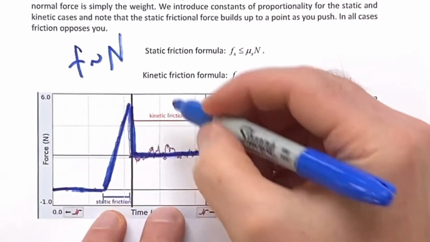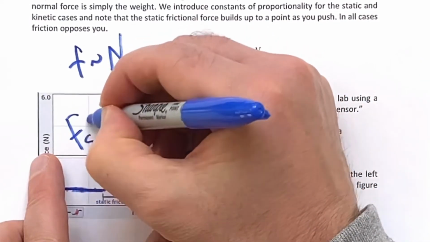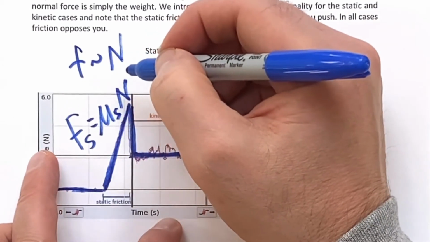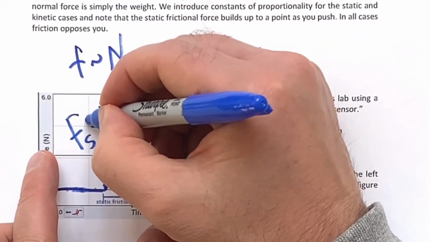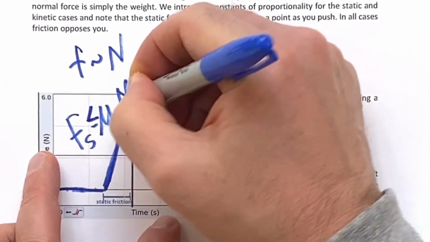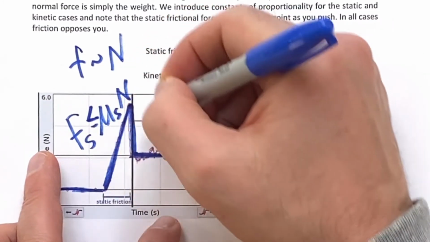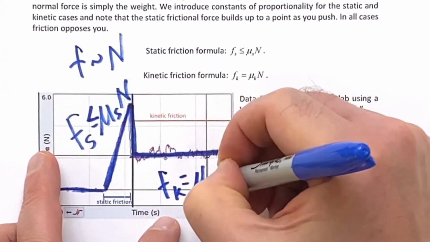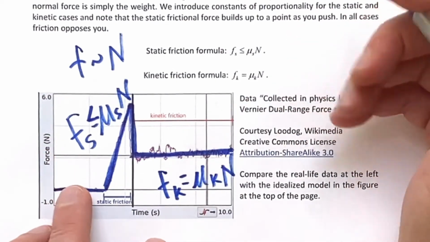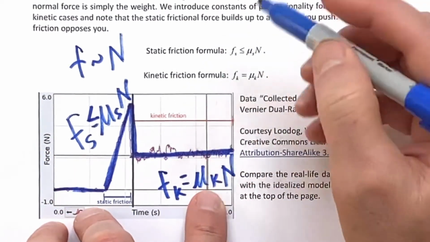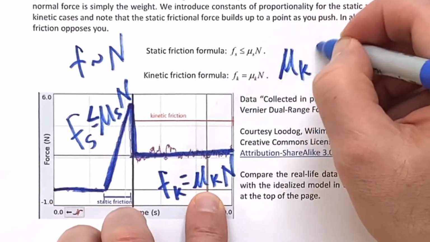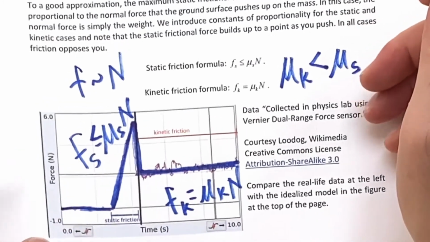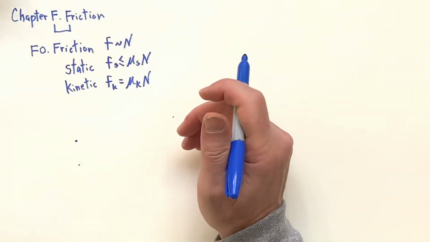So in this case, you would say the force of static friction is mu_s N, proportional to the normal force. Let's say less than or equal to that. This is the maximum value up here. And then the frictional force of kinetic is equal to mu_k N. And usually the mu_k is less than mu_s. And usually they're less than 1.